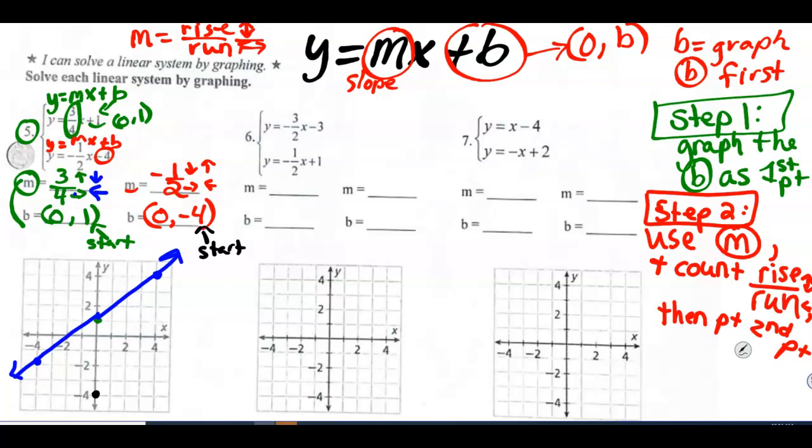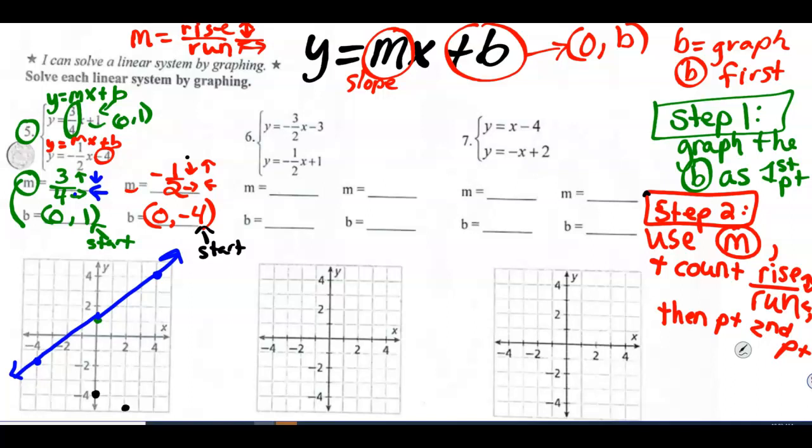And then my second step, I'm looking over here. Okay, I forget, what do I do? Okay, so I use the M to count rise over run. Oh, okay, and then I put my other point. So I'm going to use my slope, and from the first point that I put, I'm going to go down 1 and right 2.